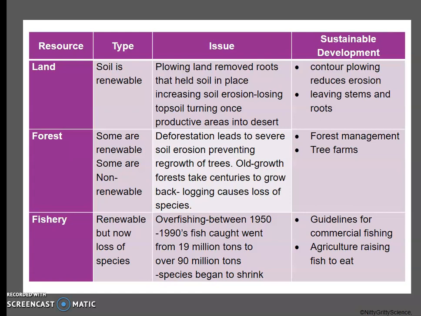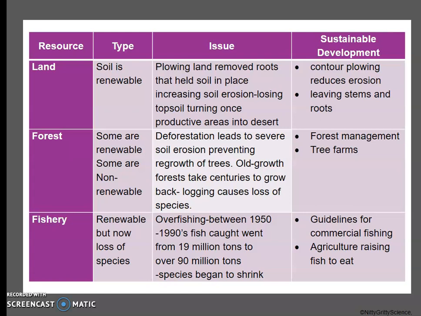Deforestation can lead to severe soil erosion, preventing regrowth of trees. So once that topsoil is gone, it's going to be really hard to get it back. Old growth forests take a very, very long time to grow, and they generally take centuries to grow back. And if we are continually logging those areas, it can cause loss of species.